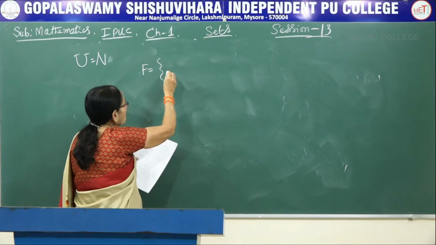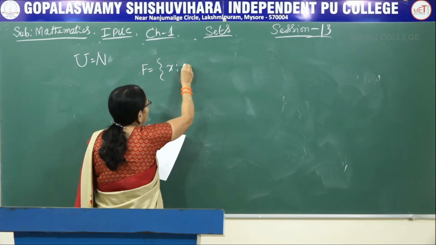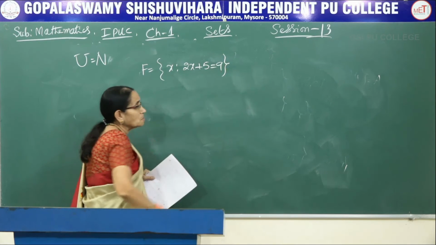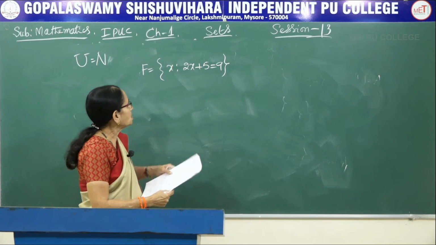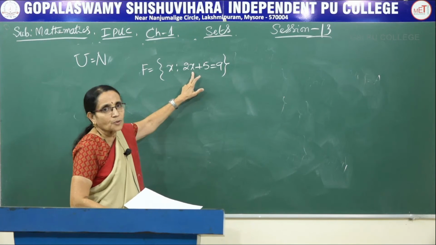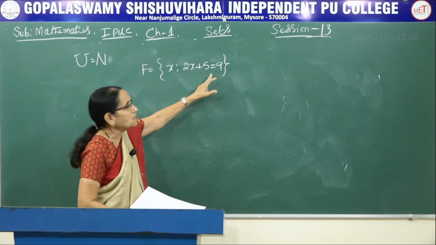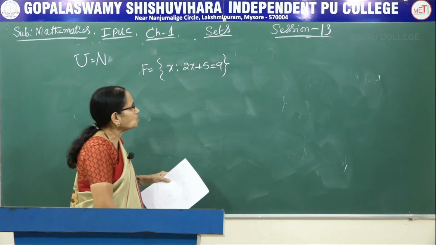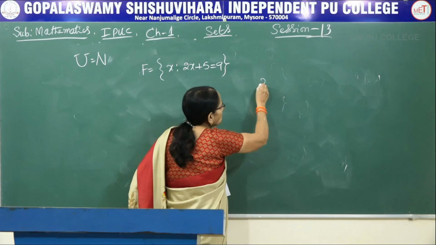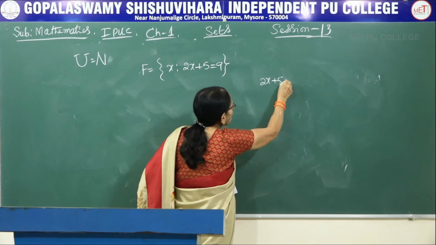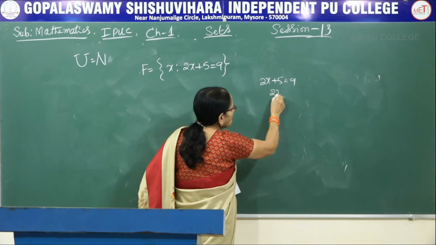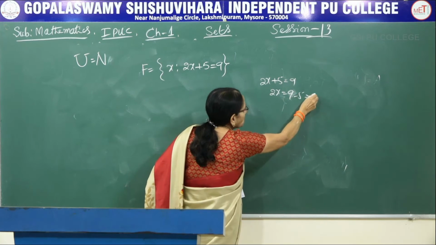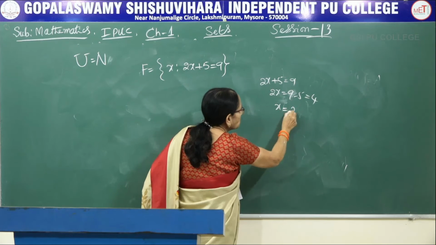Here, F contains all x such that 2x plus 5 equal to 9. An equation is given. You have to consider all those values of x which satisfy the particular equation. Giving x some value, the sum should be equal to 9. So let us solve the equation. You can do that in the working column. 2x plus 5 equal to 9. That is 2x equal to 9 minus 5. That is 4. Therefore, x is equal to 2.